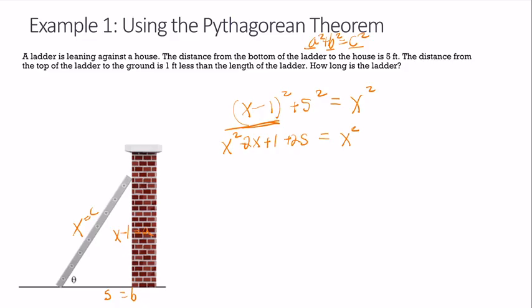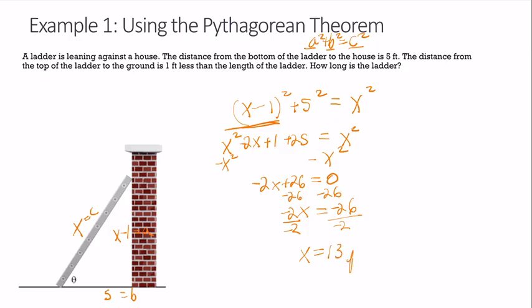Now I need to combine like terms. I subtract my x squareds. I get negative 2x plus 26 is 0. I can move the 26 to the other side, or I can move the x, it's up to you. I get negative 2x is negative 26, so my x is going to be 13. The length of the ladder is 13 feet. That's our final answer.